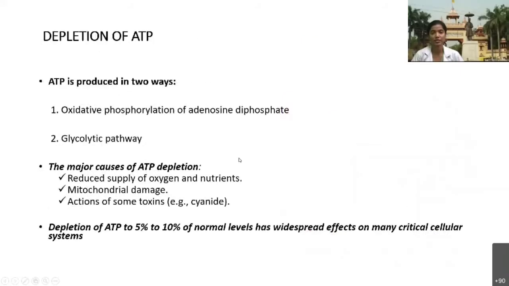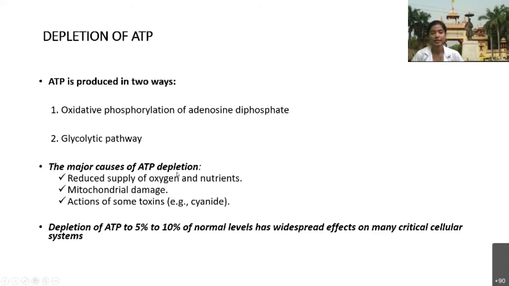Now, what are the manifestations of depletion of ATP? ATP, we know, is produced basically in two ways: the oxidative phosphorylation of adenosine diphosphate. Now, this is the most important way in which ATP is generated. Most of the ATP is generated in this way. The other is the glycolytic pathway.